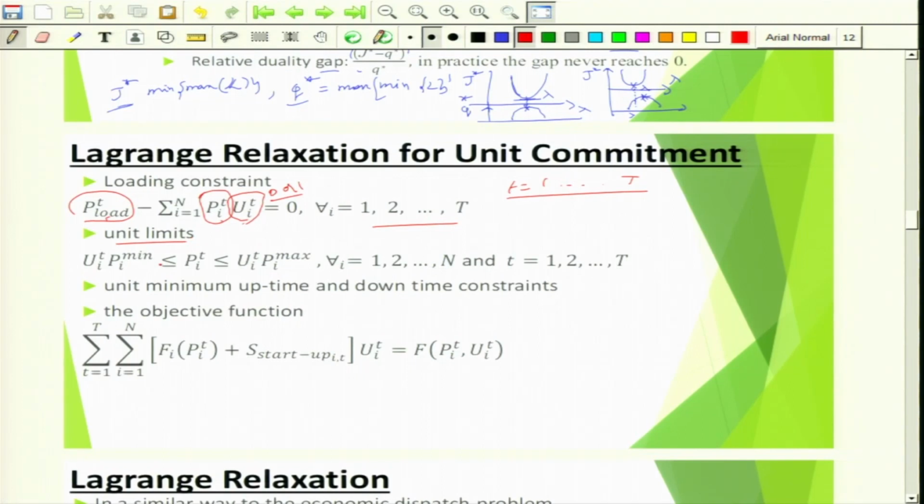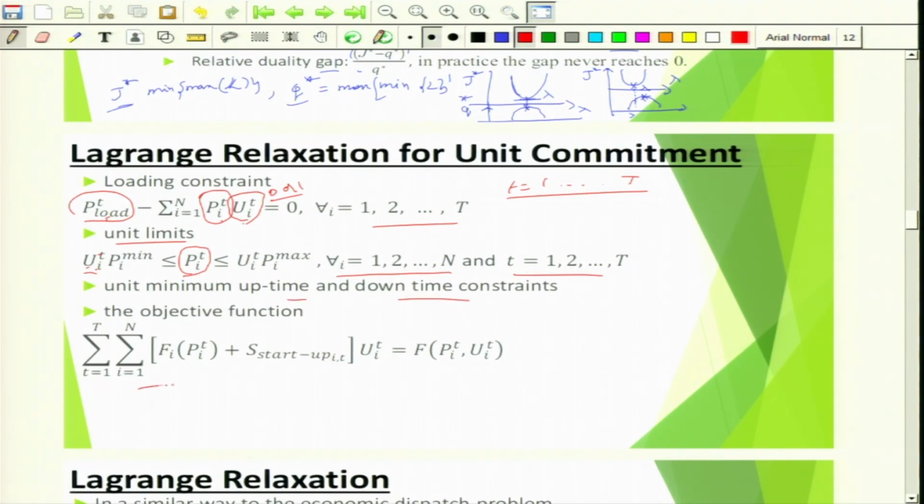And the limits also should be applicable. That means u_i(t), the ith generator for the t time, is either on or 0, and if it is on, the generation should be within the limit of minimum and maximum for all generators for all time. And the unit minimum uptime and downtime constraints need to be taken into consideration.